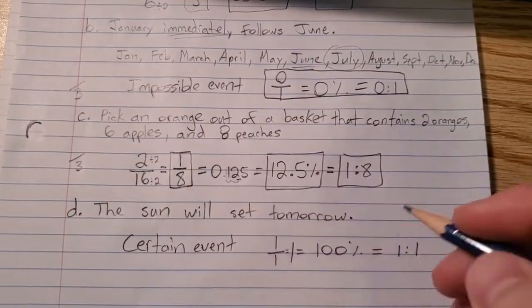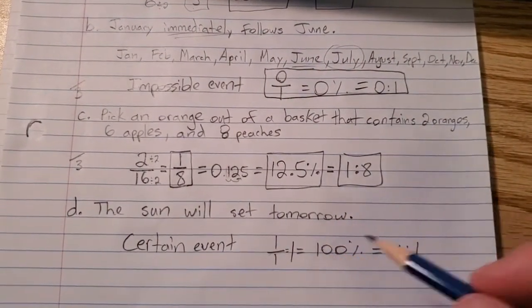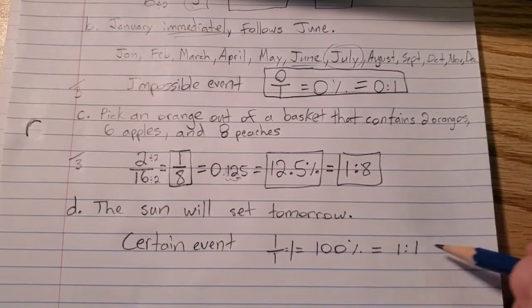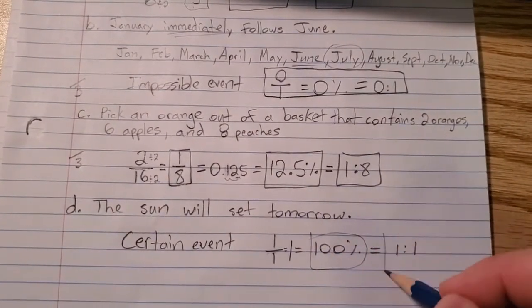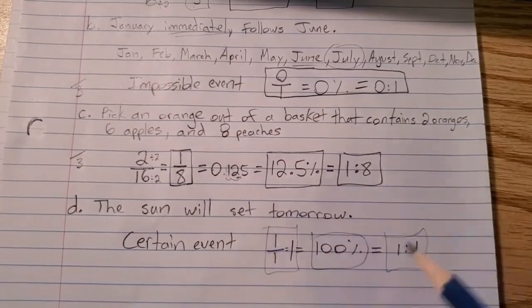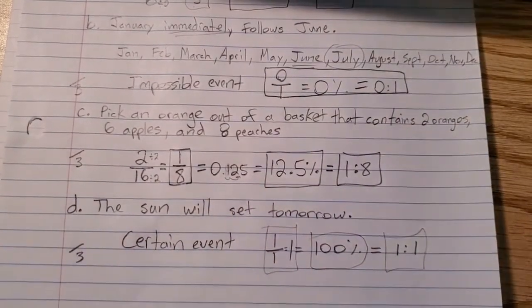So I'll write that in there. So you could do either of those for 1 mark, which is a 100% chance, which is a 1-to-1 ratio. Either of those. So that's out of 3.